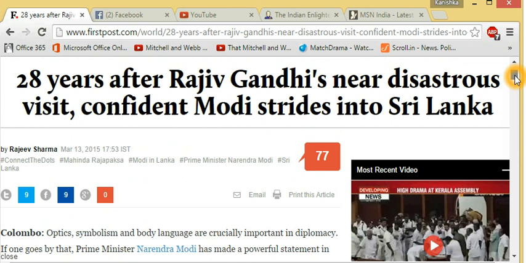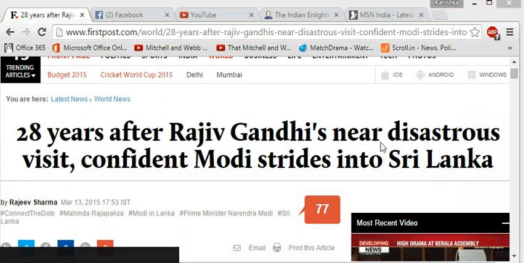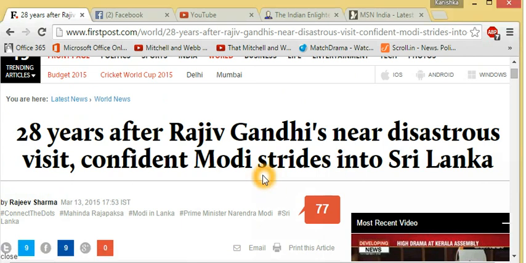Here's an article which says, "28 years after Rajiv Gandhi's near disastrous visit, confident Modi strides into Sri Lanka." What we can see over here is that it's some sort of comparison between Rajiv Gandhi and Modi. And clearly in this article, Modi is being compared favorably to Rajiv Gandhi in that respect. The question is how subjective is this article, and how much of a position does it take?